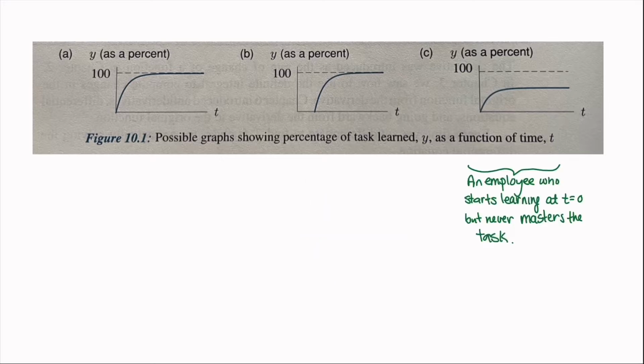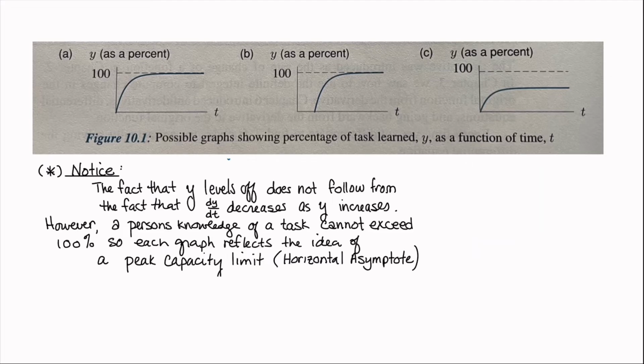In the third graph, we see an employee who has started learning at time equals 0, but never actually achieved mastery. So in these three cases, we note that there's something common in all of them, and that is that a person's knowledge of a task cannot exceed 100%. And so this idea is captured in the horizontal asymptote at y equals 100.